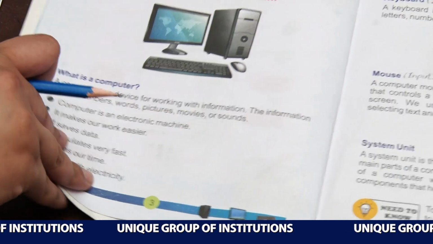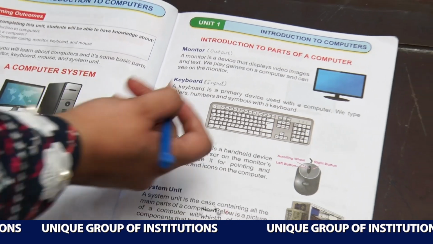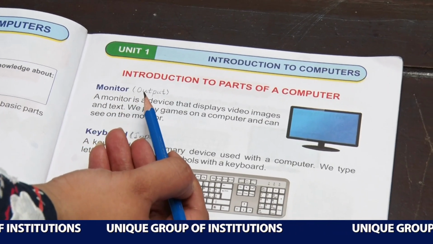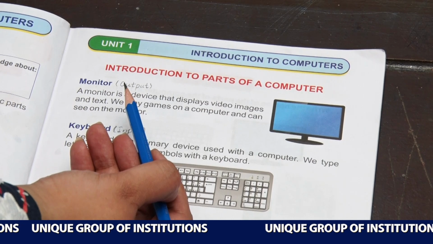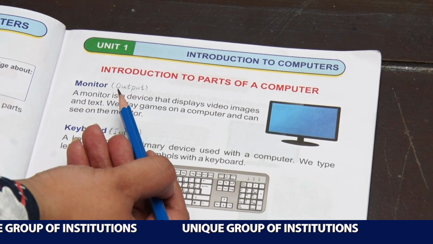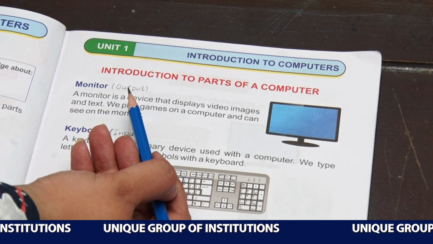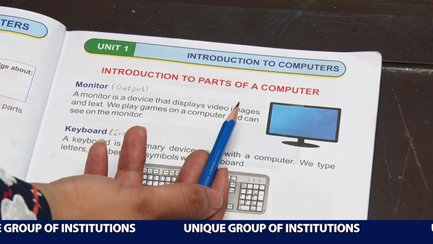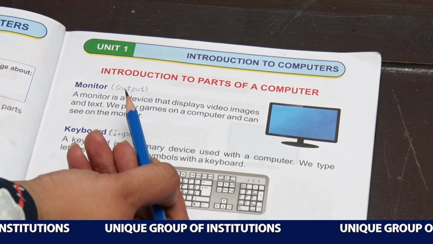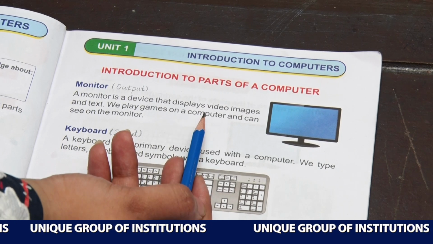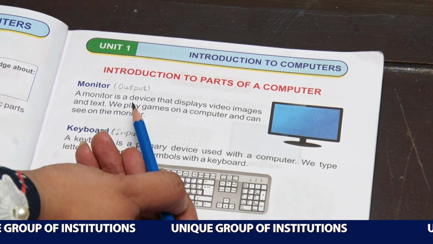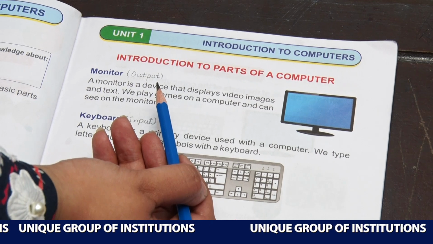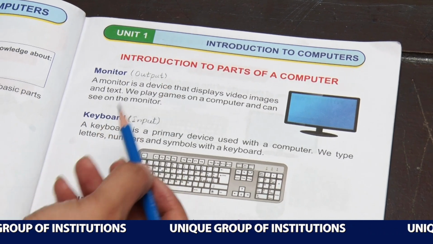So now let's understand other parts of a computer. Introduction to parts of a computer. Monitor. Monitor is an output device. Output devices are those devices which give us information, which display the information. A monitor is a device that displays video, images and text. We play games on a computer and can see them on the monitor. Just like this, a monitor is a TV-like device which can show you pictures and videos.